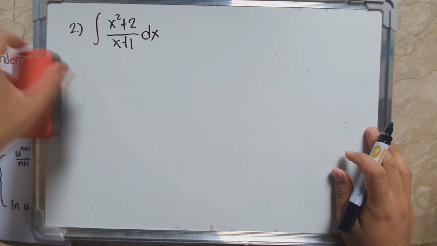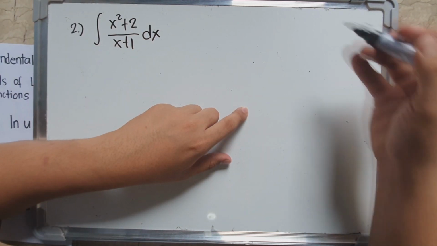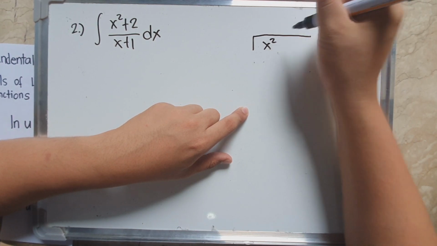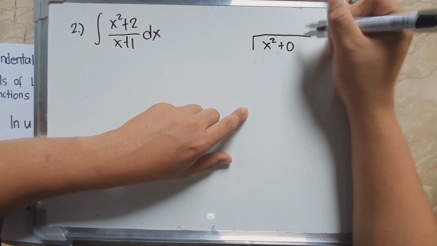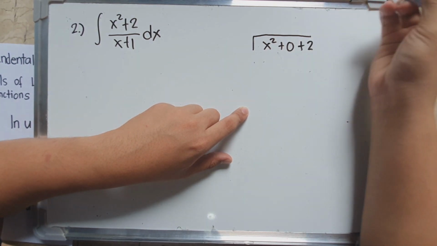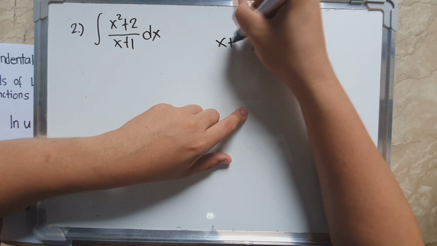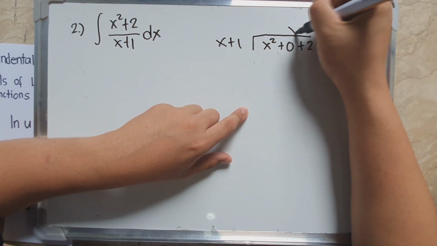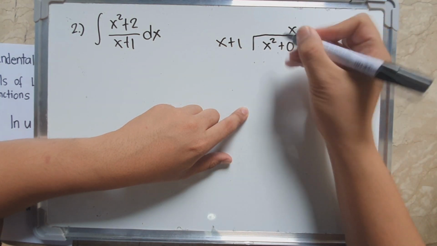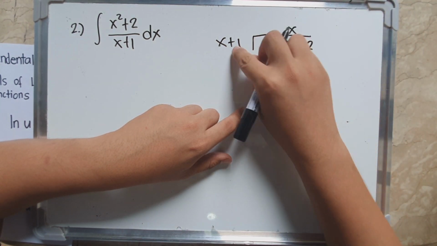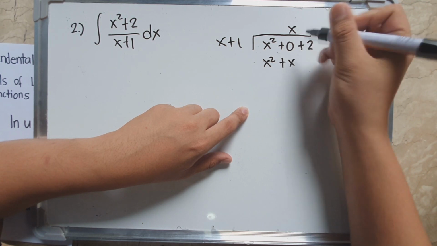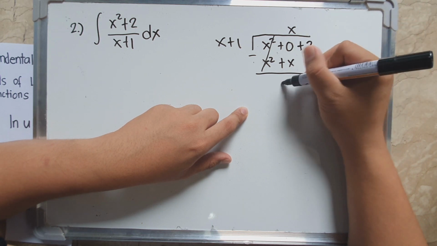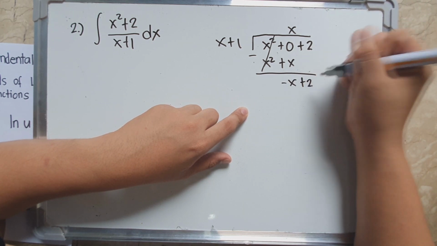We will have to divide this one first, the long method. So we have x squared plus 0 for the value of x plus 2, and we have x plus 1. To achieve x squared, we will multiply x with x, we have x squared, x times 1, we have x. Subtract, we have 0, so we have negative x plus 2.